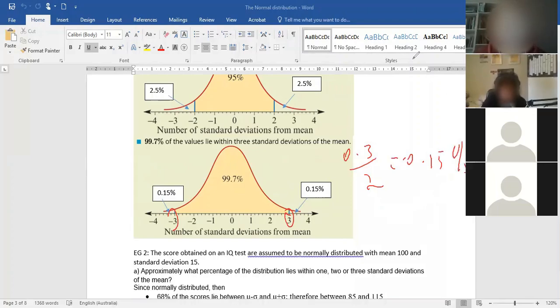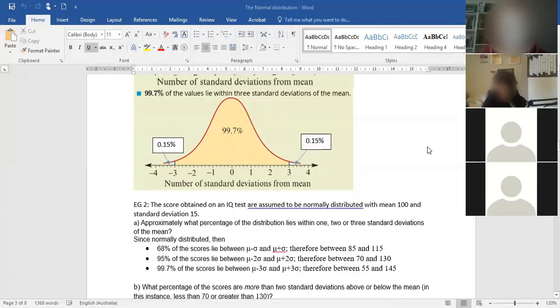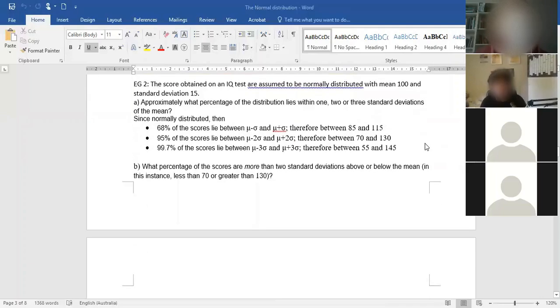Now what is this? This is exactly like moving from the standard deviations, and that's all we're doing. Sometimes you can see this as the z-scores as well, so be aware of that. All right, example 2.